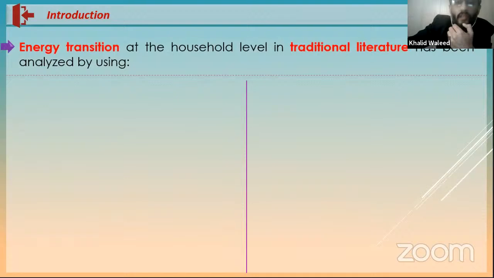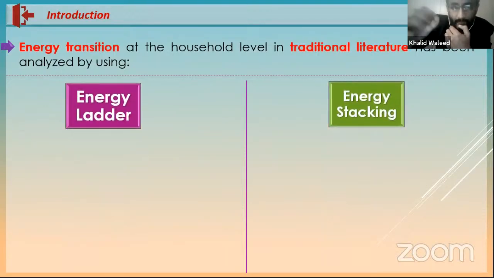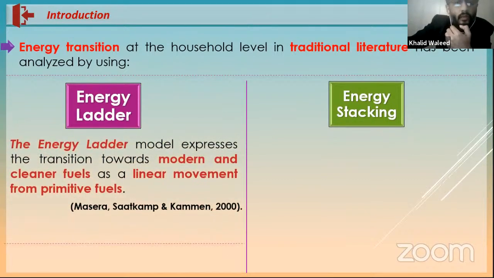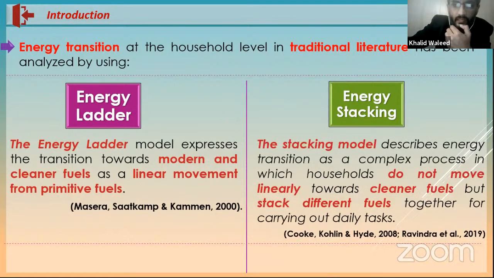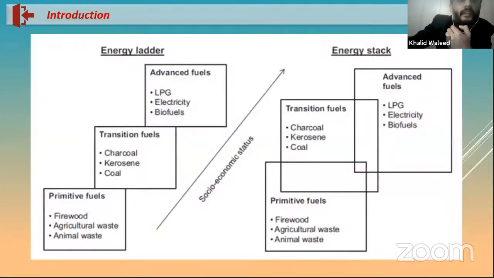Energy transition at household level in traditional literature is analyzed by using the energy ladder model and the energy stacking model. The energy ladder model expresses the transition towards modern and cleaner fuel as a linear movement from primitive fuels, whereas the stacking model describes energy transition as a complex process in which households do not move linearly towards cleaner fuels but stack different fuels together for carrying out their daily tasks.